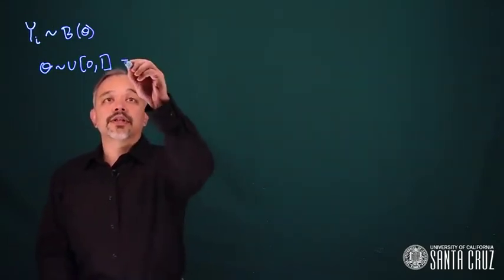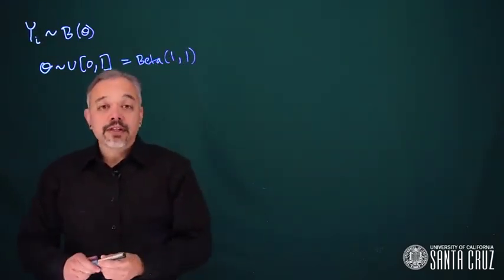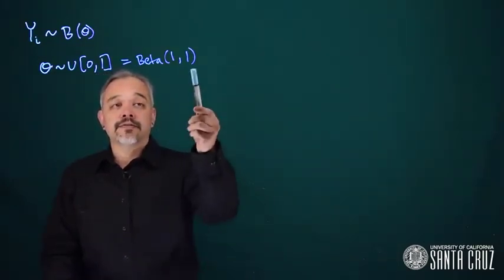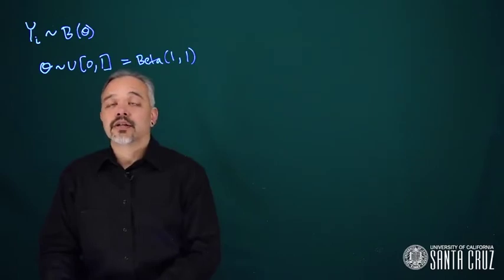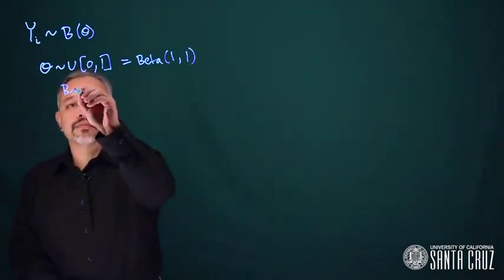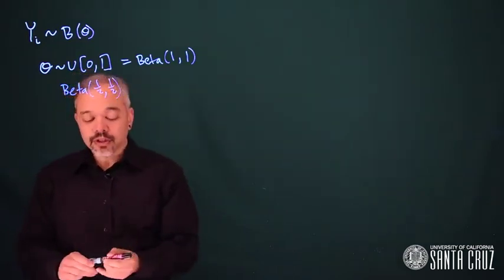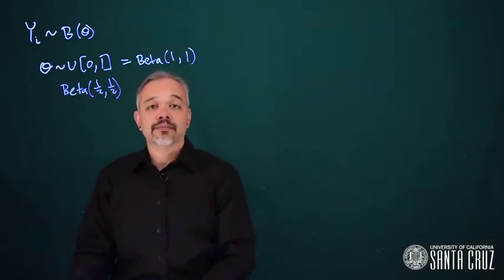Recall, however, that a uniform 0, 1 is the same as a beta 1, 1. The effective sample size of a beta prior is the sum of its two parameters. So in this case, it has an effective sample size of 2. This is equivalent to data with one head and one tail already in it. So this is not a completely non-informative prior. We could think about a prior that has less information. For example, a beta 1/2, 1/2. This would have only half as much information, has an effective sample size of just 1.